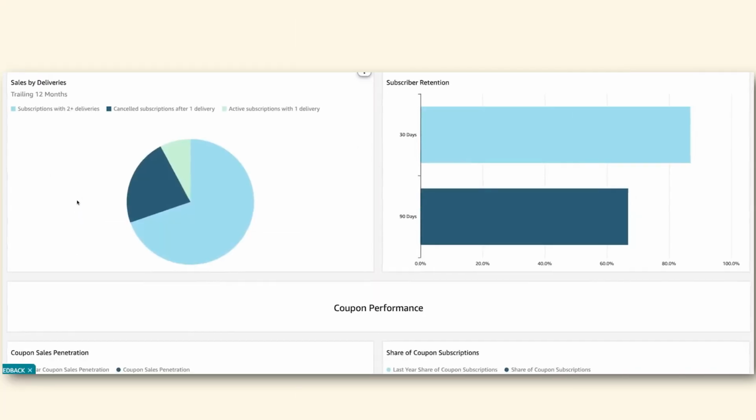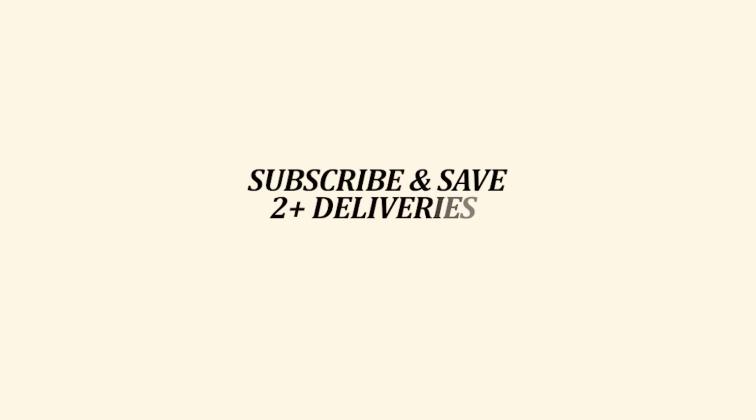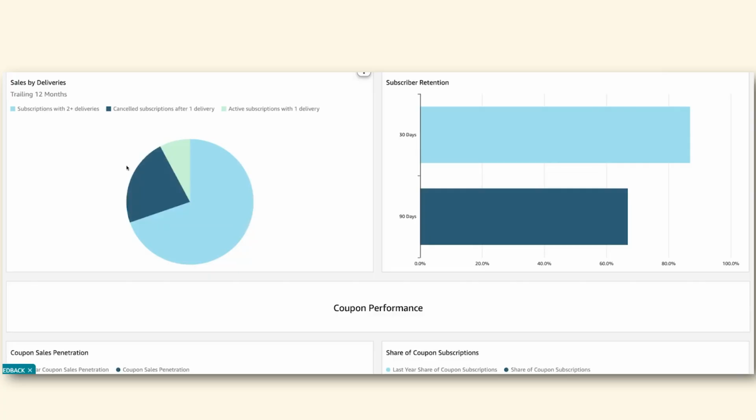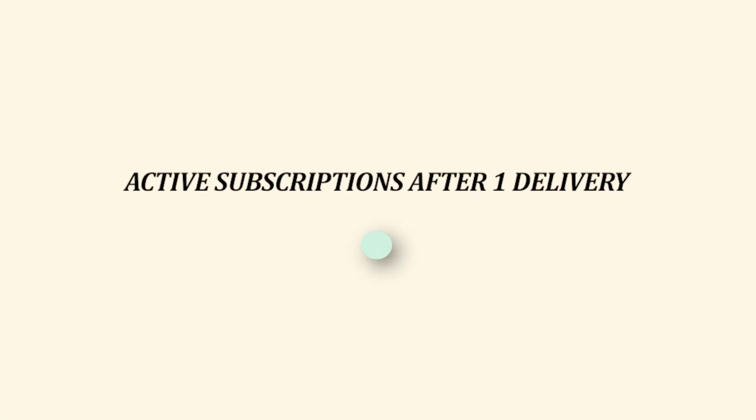subscribe and save? Now we're gonna look over here, sales by deliveries. This is over the last 12 months, trailing 12 months. It's basically breaking down the subscribe and save customers into 3 different buckets. Subscribe and save with 2+ deliveries is the light blue, canceled after 1 delivery is the dark blue, and active with 1 delivery is the green.